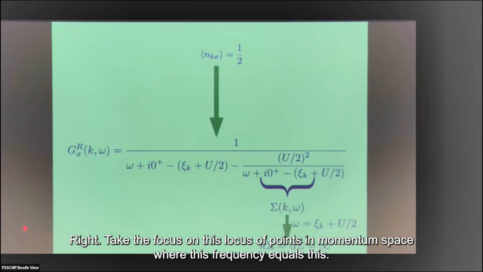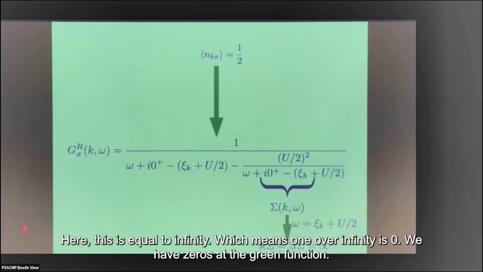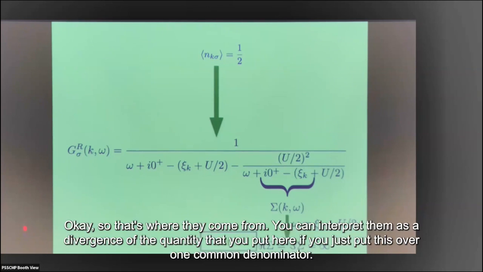Well, I called it sigma, but I didn't. But this is called the Freudian split. Okay, so if you simply have omega equal to the energy of this band, this thing diverges. So it diverges on this locus of points in momentum space, where this frequency equals this. Which means this is equal to infinity, which means 1 over infinity is 0. So you have zeros of the Green function. Okay, so that's where they come from.